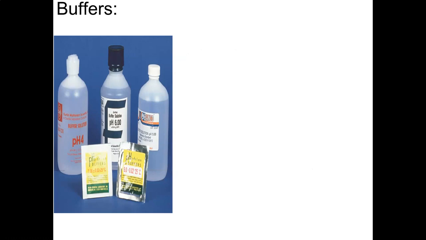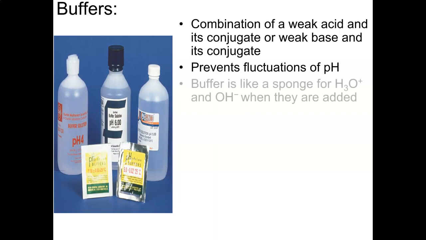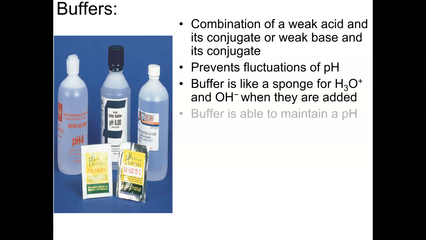All right, so now let's get to the hard stuff, buffers. A buffer is a combination of a weak acid and its conjugate or a weak base and its conjugate. Basically what it does is prevent fluctuations in pH. The whole point of a buffer is to act like a sponge. You add acid, it eats it up. You add a base, it eats it up. The whole point of a buffer is to make sure the pH is stable throughout an experiment or scenario.